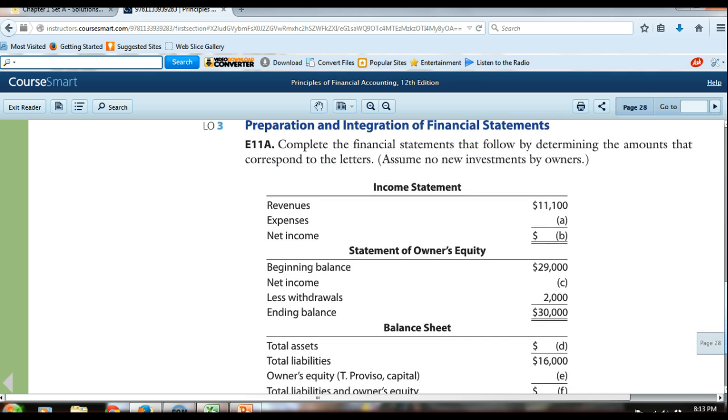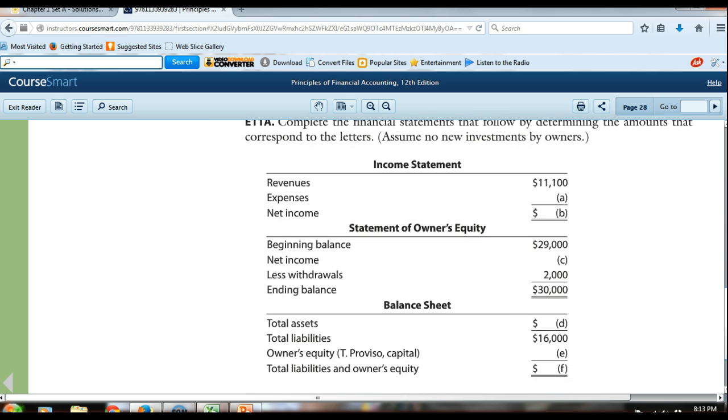Okay, 11A, guys. I'm going to do it the same way here. Do you see we have two variables for our income statement? How the heck are we going to figure that out? Well, we know that our statement of owner's equity has everything we need except the net income, right? So if we know our beginning balance in our statement of owner's equity is $29, we withdrew $2,000, that brings it down to $27, and the ending balance is $30. What does that mean our net income has to be?